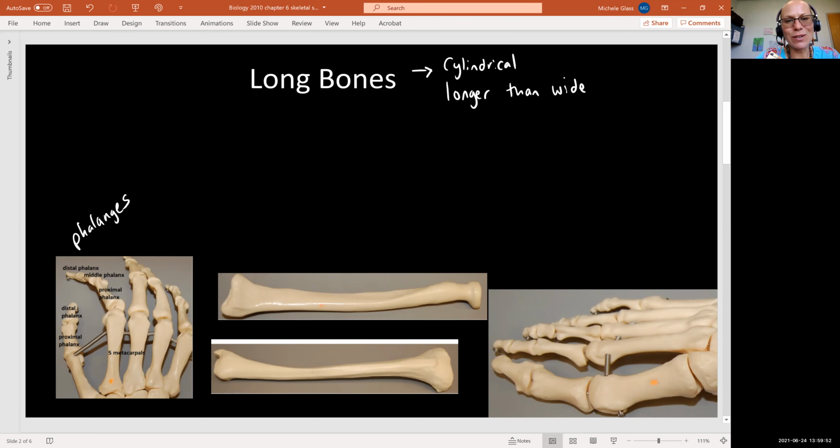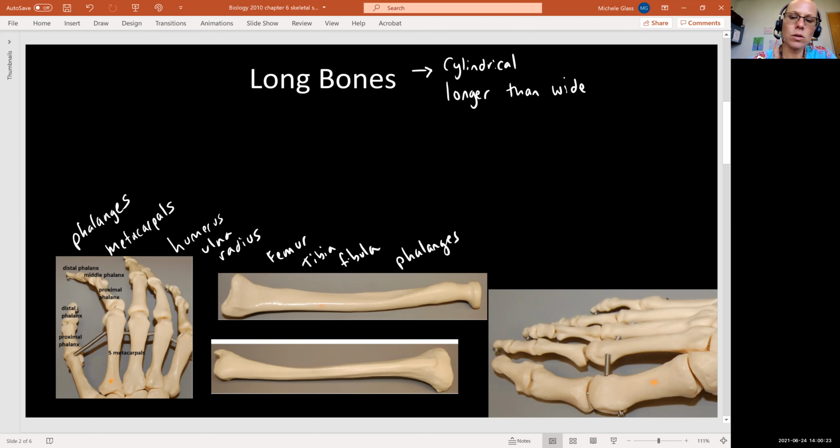These are the bones of your fingers. So these are actually not very long on the ruler, but they match the description of longer than they are wide. Your metacarpals would be considered long bones. Your humerus, ulna, radius, femur, tibia, fibula, and then at the feet, of course, phalanges again, your toes, and then your metatarsals.